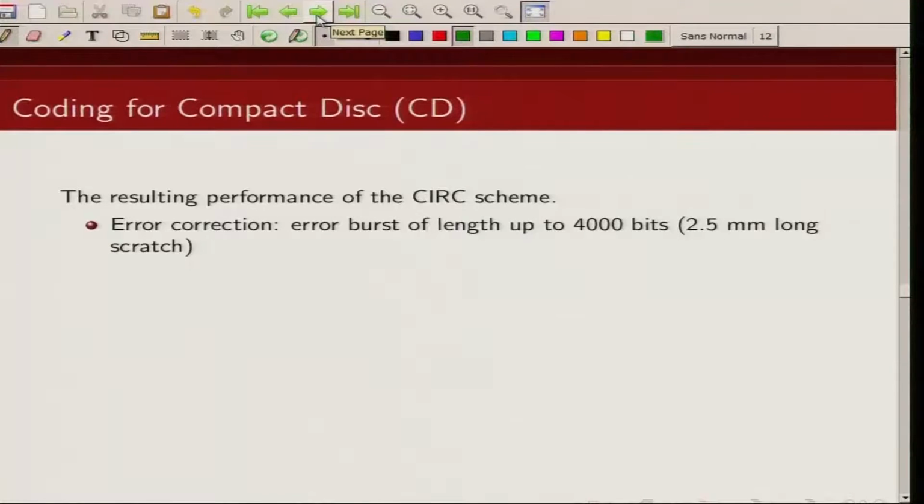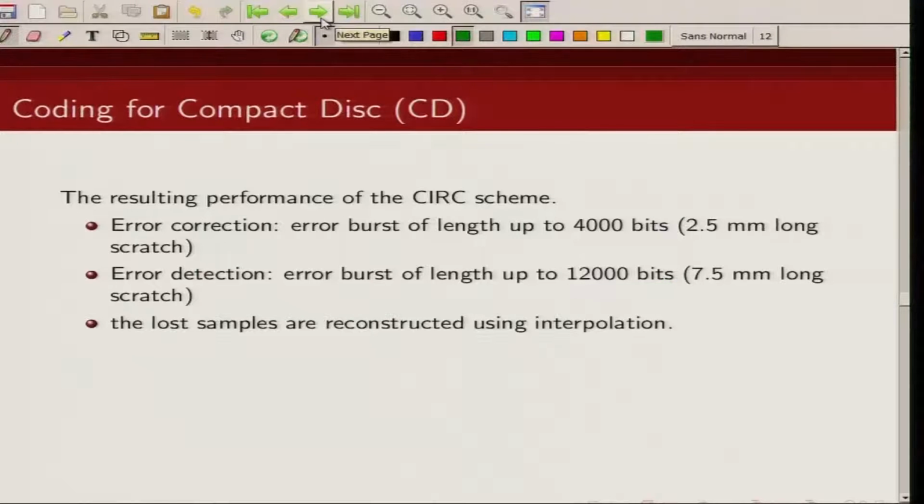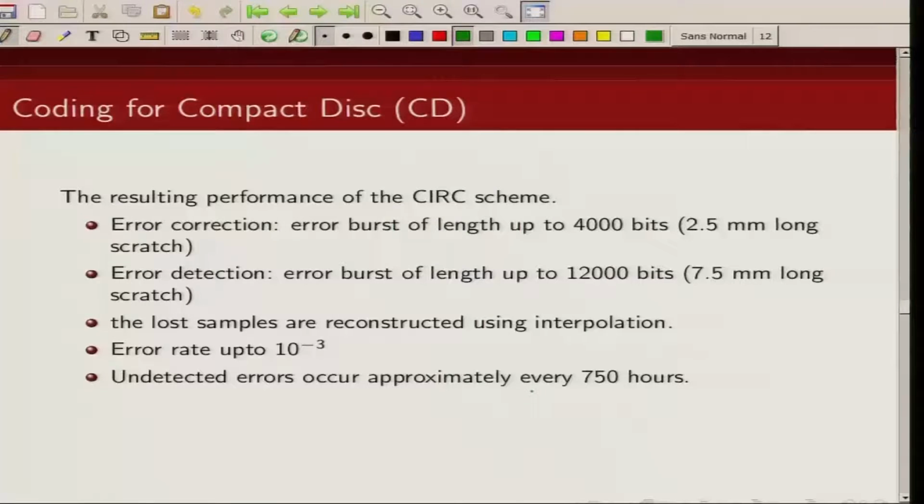A CD can correct error bursts up to 4000 bits. So try putting a scratch of 2.5 mm, your CD will still work, I can guarantee that. It can detect errors up to 12,000 bits, so it can detect errors from a scratch up to 7.5 mm long. And of course, if the error burst exceeds the capability of erasure correction, it tries to do interpolation to get back those bits. An undetected error happens very rarely, about every 750 hours or so. So there are very powerful error correcting codes used in CDs.